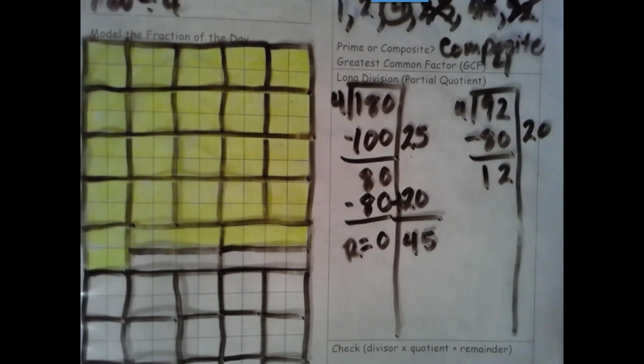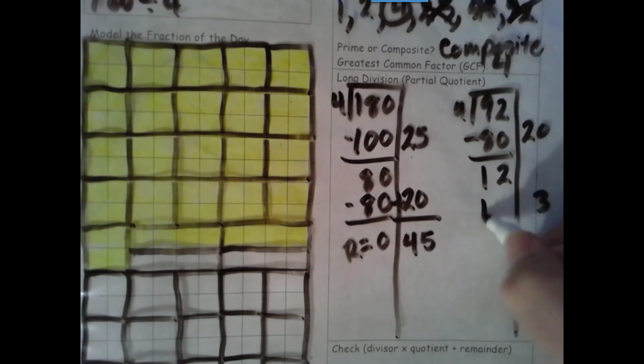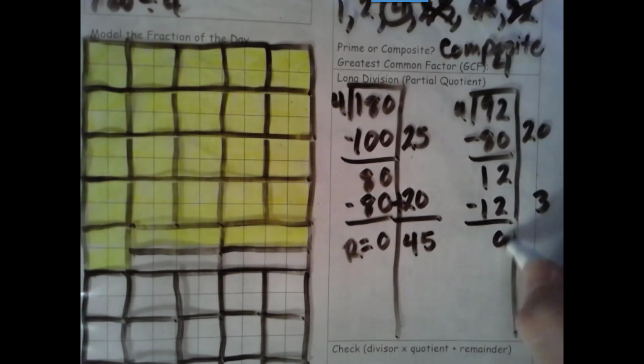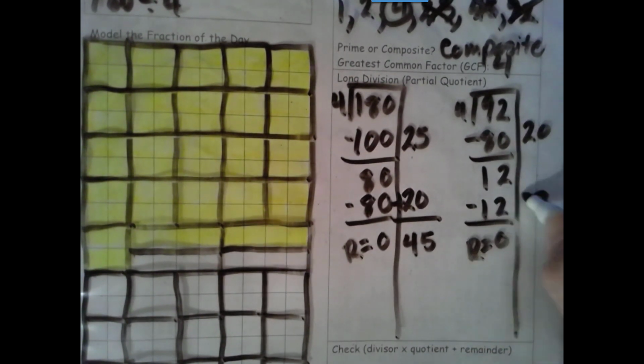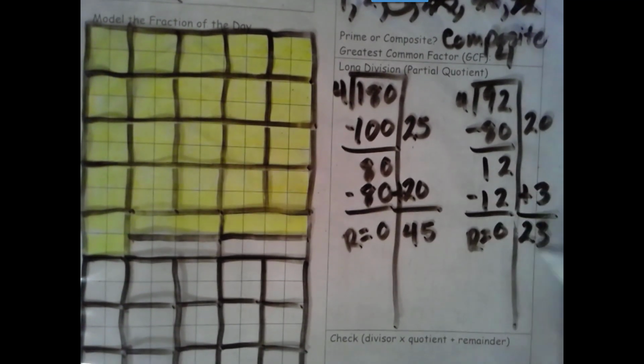20 times 4 is 80. More on top, no need to stop. 3 times 4 is 12. Numbers the same, zeros a game. Add our partial quotients together. 20 plus 3 is 23.